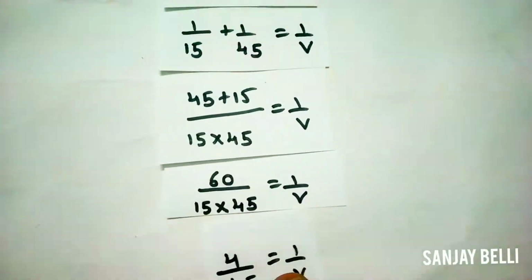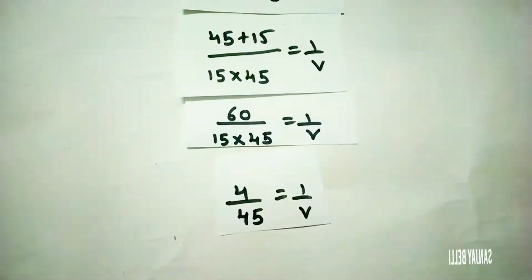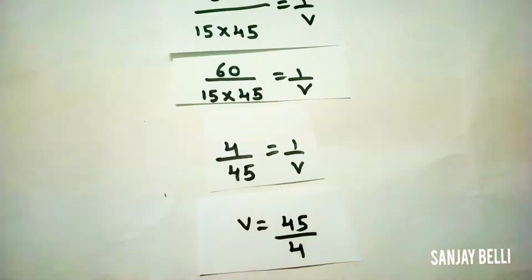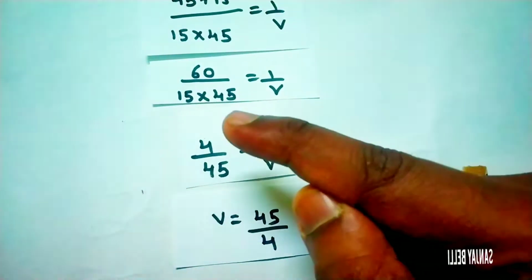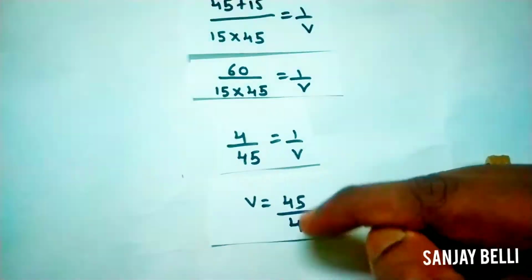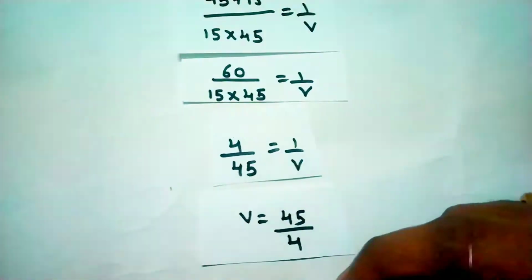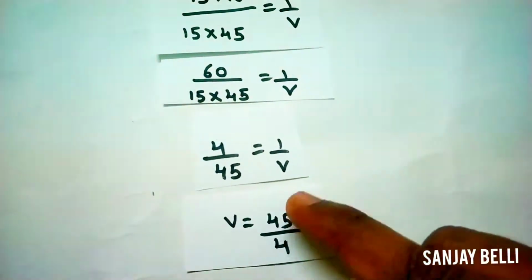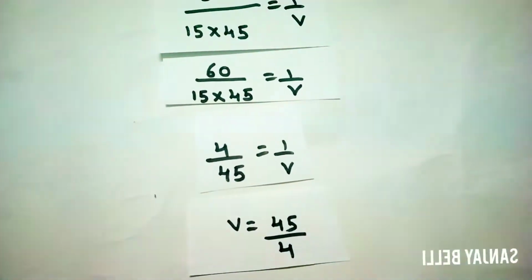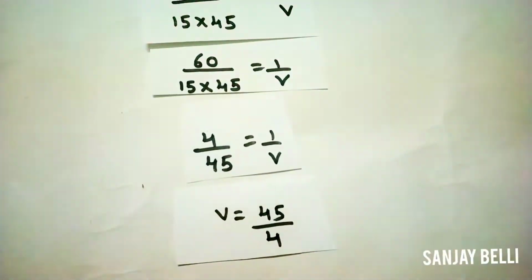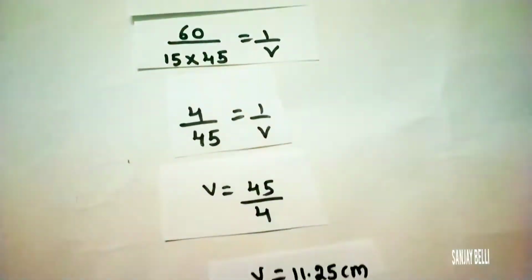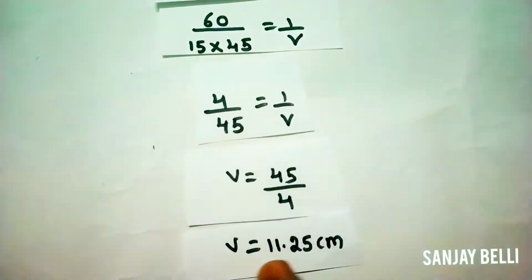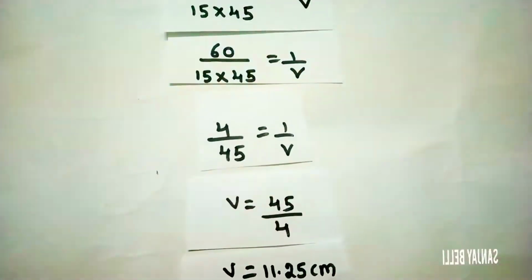That is 4 by 45 equals 1 by v, but we want v. So v equals 45 by 4, the reciprocal. 1 by v is 4 by 45, then v by 1 is nothing but 45 by 4. If you go for the cancellation using the 4 table, 11 fours are 44 and 1 remains, so it will be 10. Then you can cancel: 4 twos are 8 and again 4 fives are 20. So v equals 11.25 centimeters.